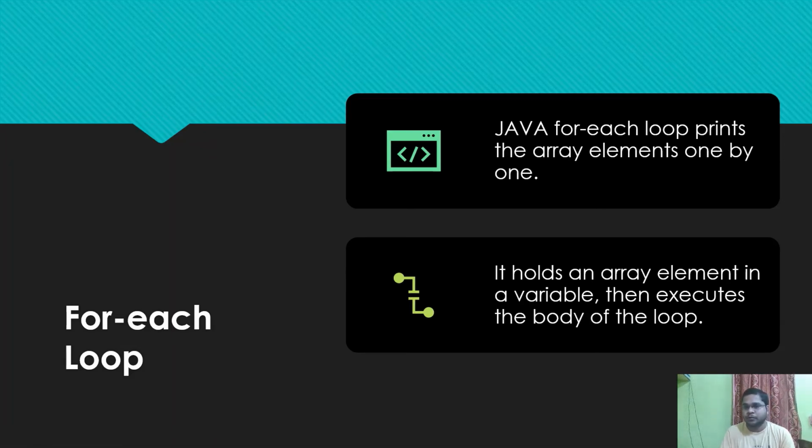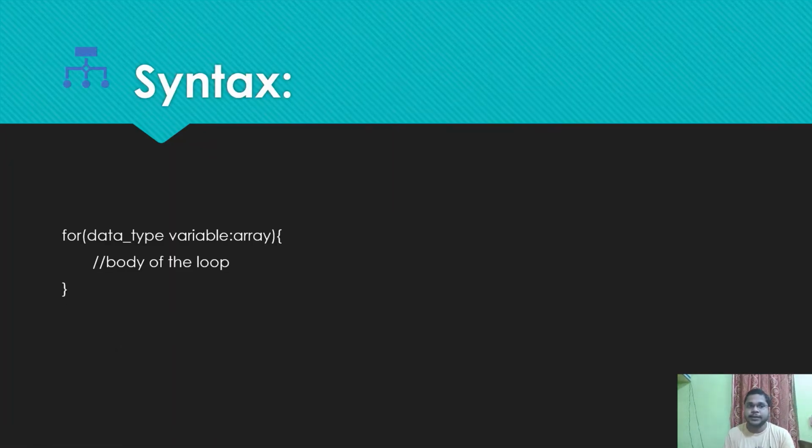Okay, let's see its syntax. First is the for keyword, then your data type. This is the optional thing. If you declare a variable inside your for loop, then you have to put the data type, then your variable, like we did earlier in this session. Or if the variable is declared earlier, then you don't need to write the data type. Directly you put the variable, then colon, your array name, whatever the array name is. Then curly braces started and the body of the loop.